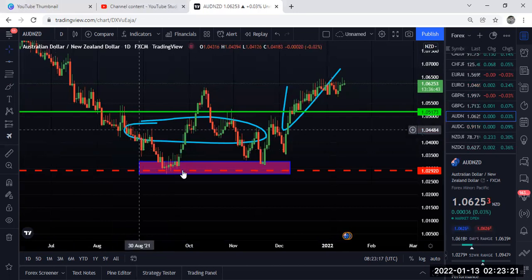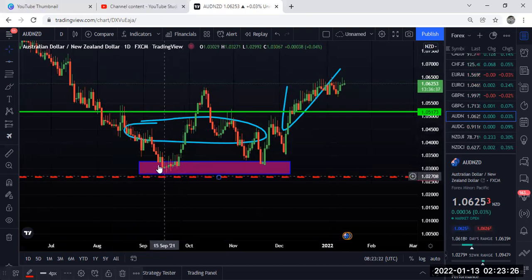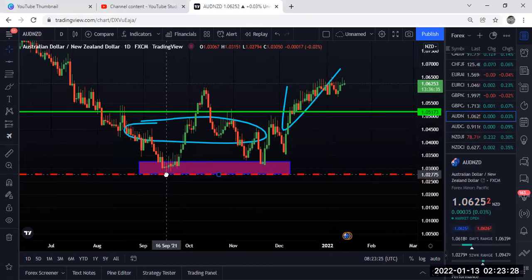Now for my stop loss, in this case, since I'm looking right here and I see the wicks, I'm gonna go ahead and put my stop loss down here. But let's go back to what I was mainly talking about.